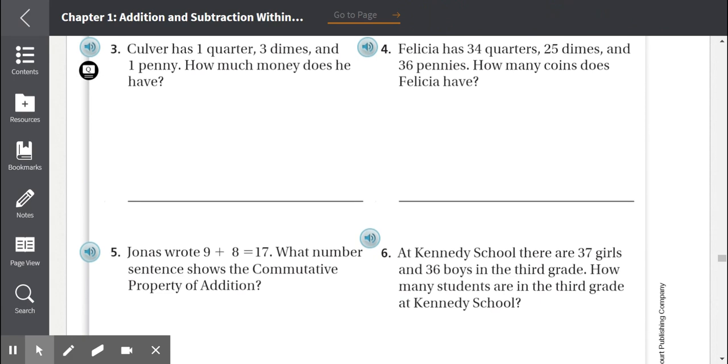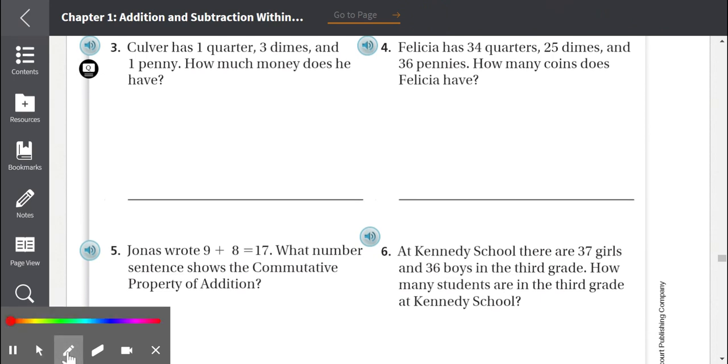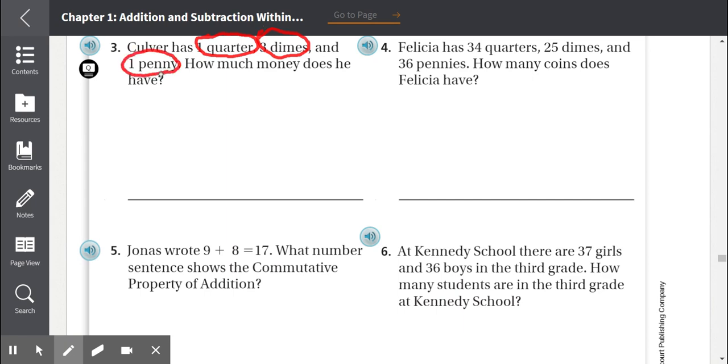Number 3. Culver has 1 quarter, 3 dimes, and 1 penny. How much money does he have? So let's underline what's important. It was 1 quarter, 3 dimes, and 1 penny. So how much money is that?